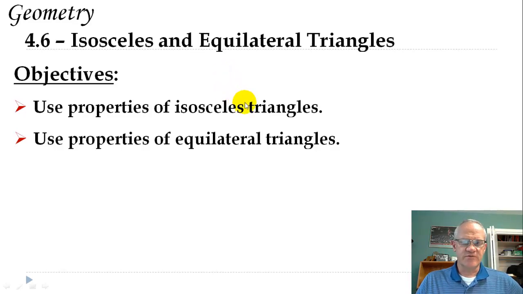So just remember, just a brief overview here. Isosceles triangles have two sides that are congruent to each other, and equilateral triangles have all three sides congruent to each other. So remember that. We talked a little bit about these before, but we'll do a little bit more today.